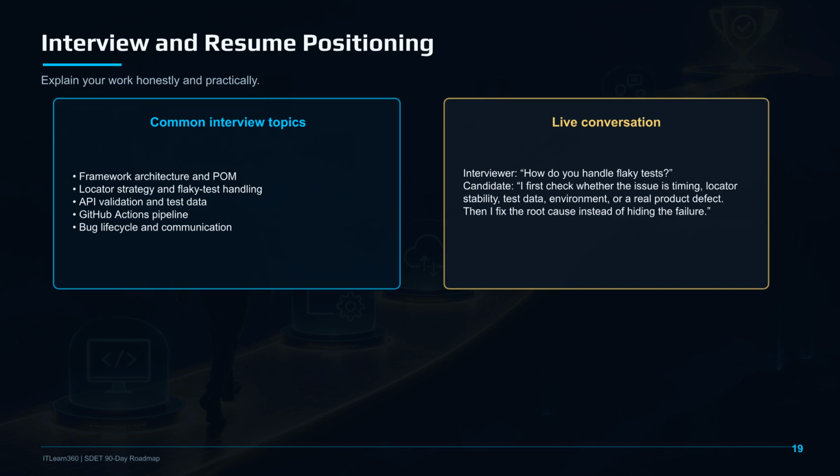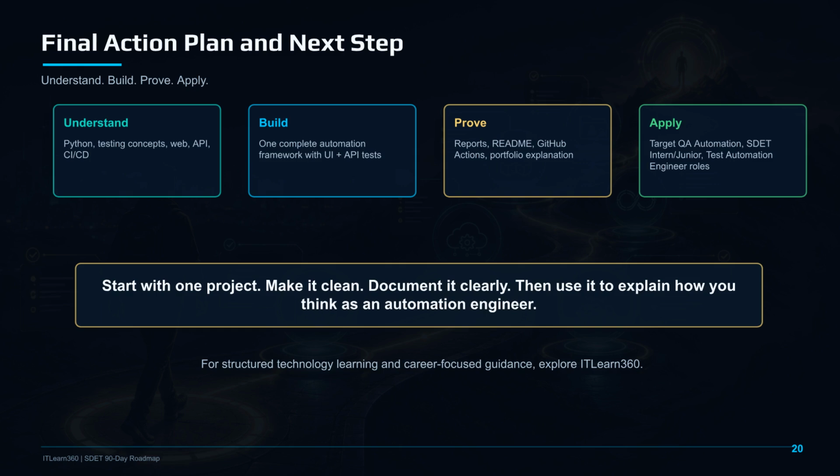The interviewer asks, how do you handle flaky tests? A strong candidate may answer, I first check whether the issue is timing, locator stability, test data, environment, or a real product defect. Then I fix the root cause instead of hiding the failure. This type of answer shows practical thinking. Now let us close the roadmap with a final action plan. Finally, let us summarize the SDET 90-day roadmap and the next step.